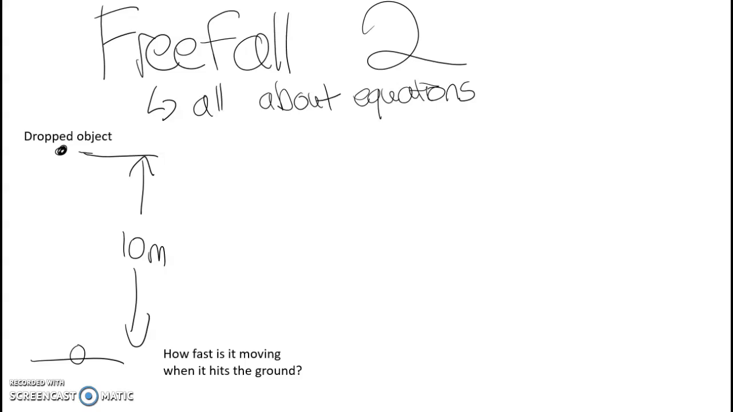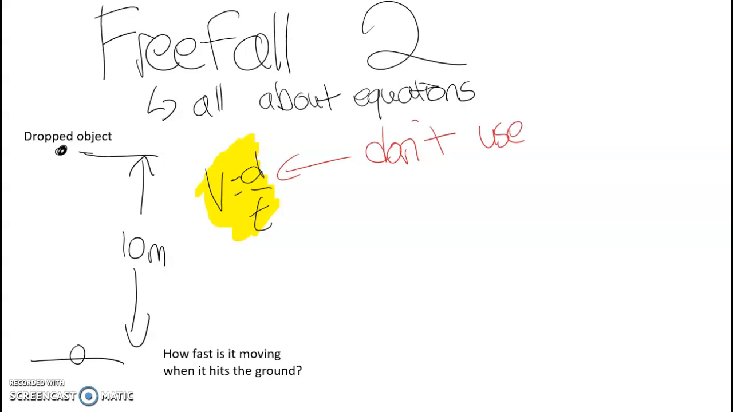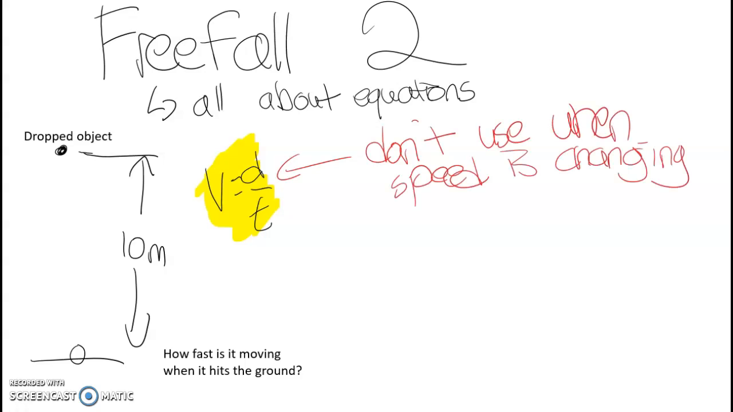So we know the time. And maybe we try to bust this equation out. We use this a lot. V equals d over t. We have that 10 meters and we have that total time. The problem with that is that this equation is going to tell us the average speed for the entire time the object is in the air. It's not going to tell us the speed at any particular point. So a good rule of thumb is that we don't want to use this equation when an object's speed is changing. And for objects in free fall, their speed is always changing.